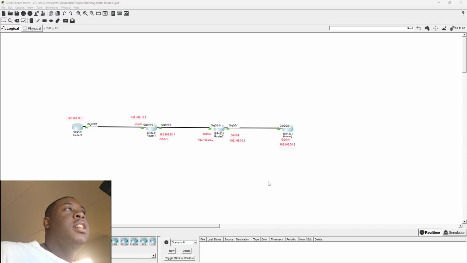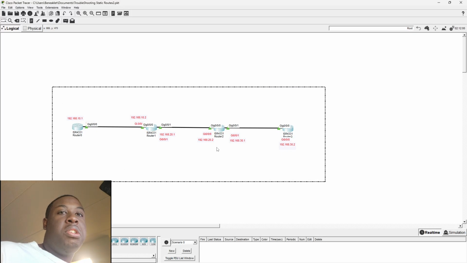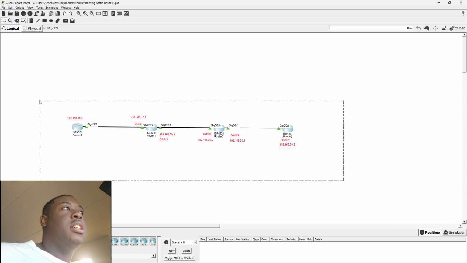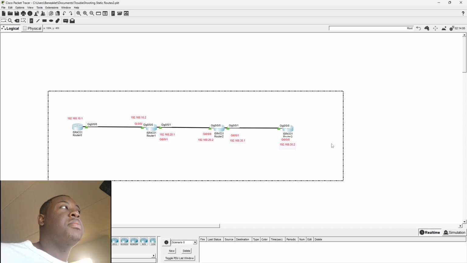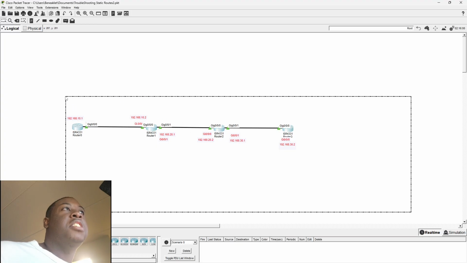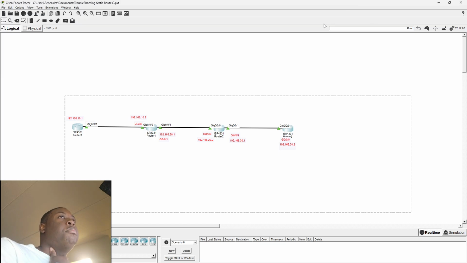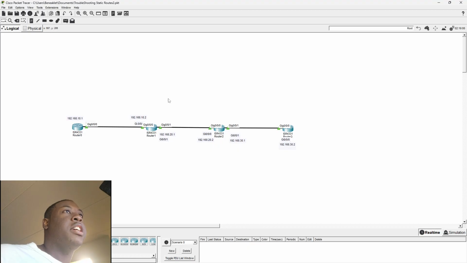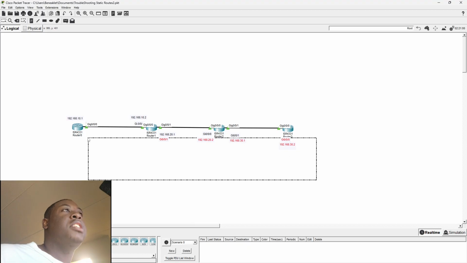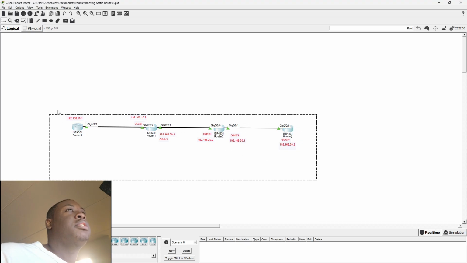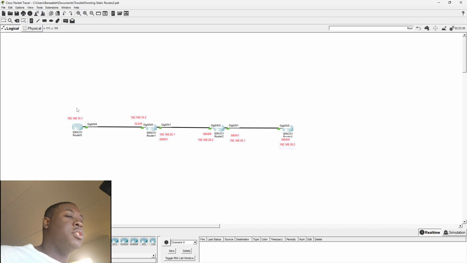All right, hello. So we have another troubleshooting lab here, and this one's theme is summarized routes. If you haven't watched the other one about static routes, those are manual routes that we configure on routers to direct traffic between networks. Summarized routes are essentially groups of those static routes into a broader range.